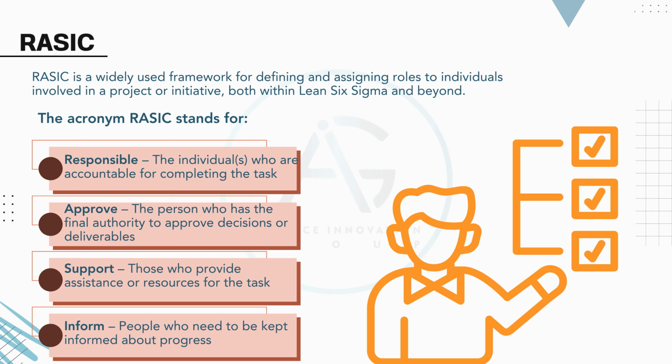Using the RASIC model ensures clarity. Everyone knows their role, which reduces confusion, overlap, or missed responsibilities. It's commonly used in Lean Six Sigma projects, but applies just as well to any type of project or initiative where clear accountability is essential. A well-defined RASIC chart helps streamline communication and keeps the team aligned.